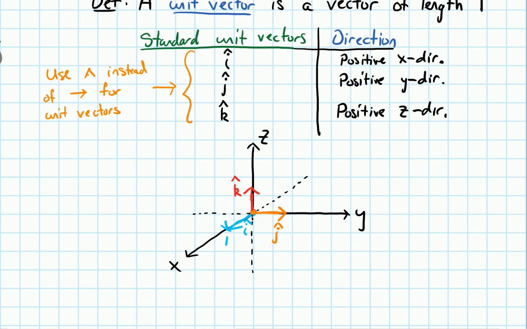Okay. So the nice thing about having this notation for these standard unit vectors, these vectors of length 1 in the x, the y, and the z direction is, I can write any other vector that exists in 3D space in terms of these 3 standard unit vectors. So let's do an example.